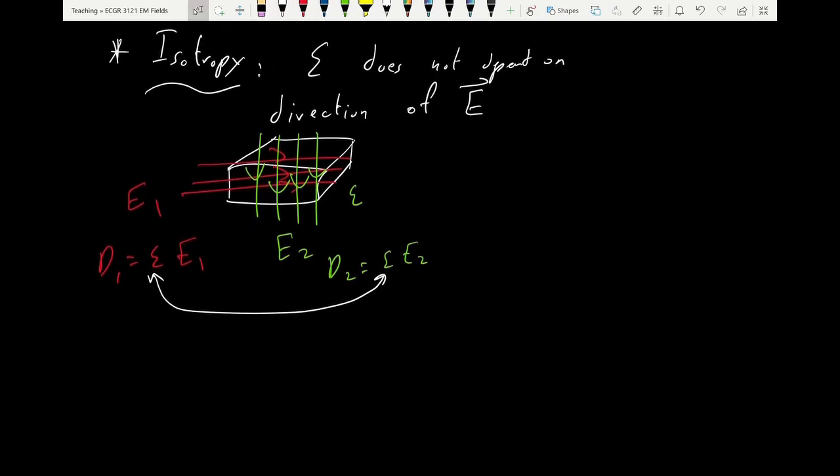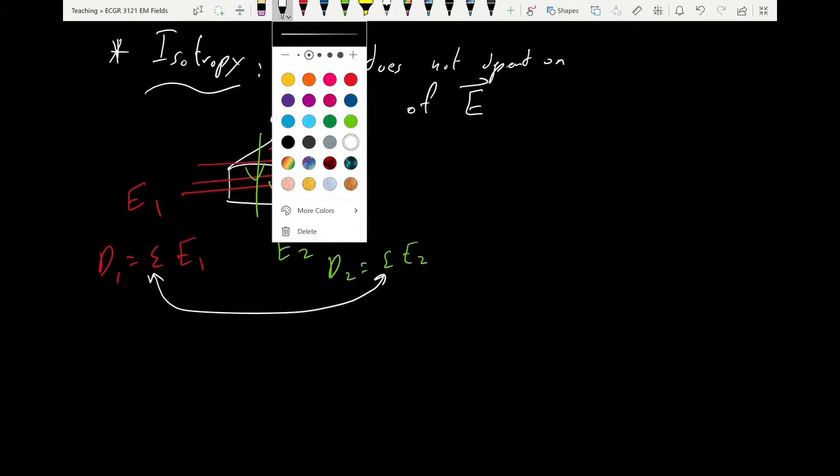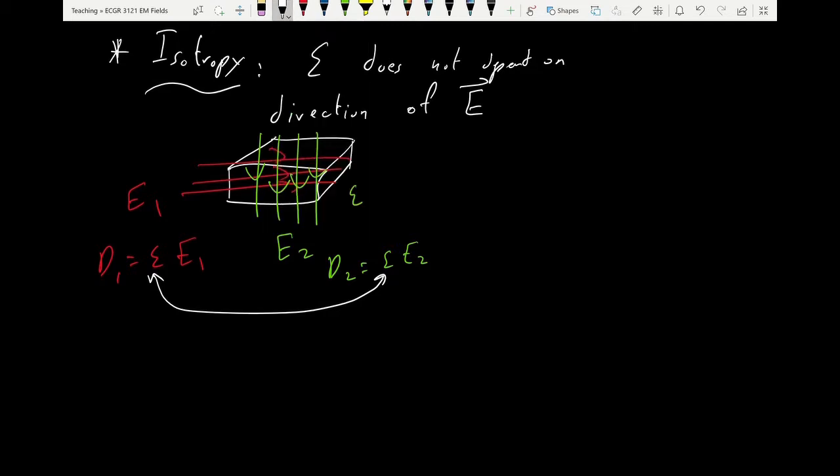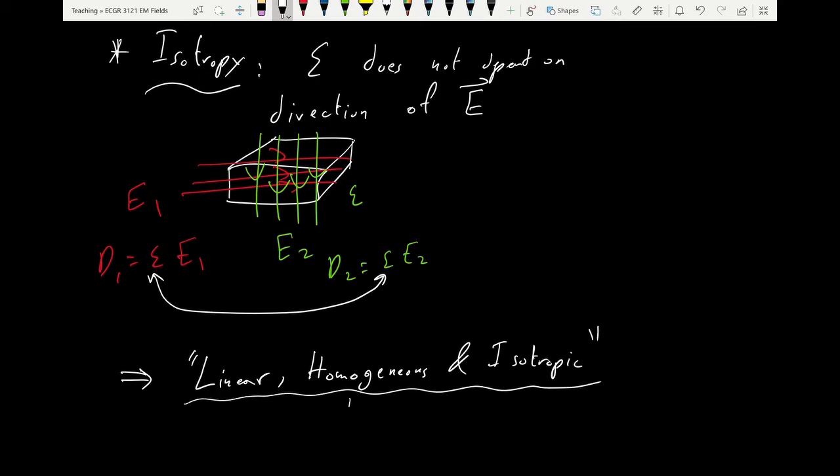The materials that we are interested in studying, and that are the most common kinds of materials, are linear, homogeneous, and isotropic. They have those three basic properties. Those kinds of materials are called, you can see it, simple materials.